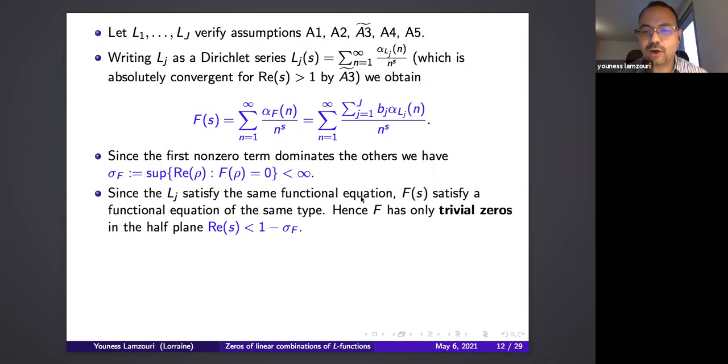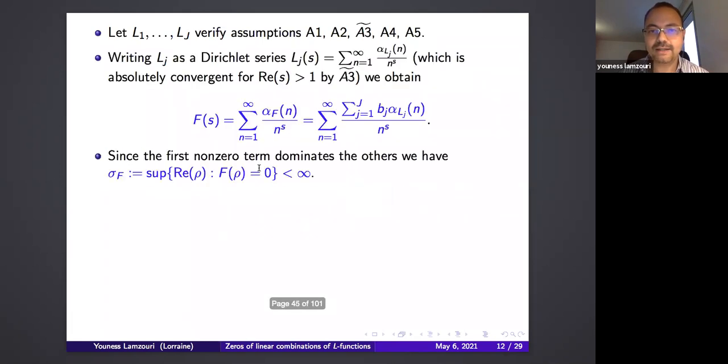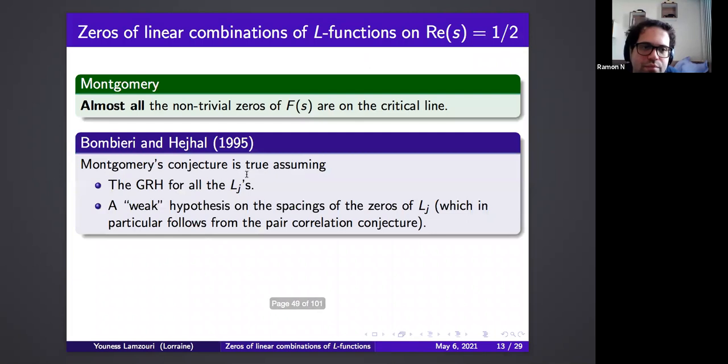You can cheat and take complex ones, but then it makes the argument a little more difficult. You can take the complex argument and put it inside the functional equation, inside the root number. But you take any coefficients you want and the same result works. The idea here is that because these L functions are independent, one of them dominates the other. This is the main idea in Bombieri and Hejhal's proof.